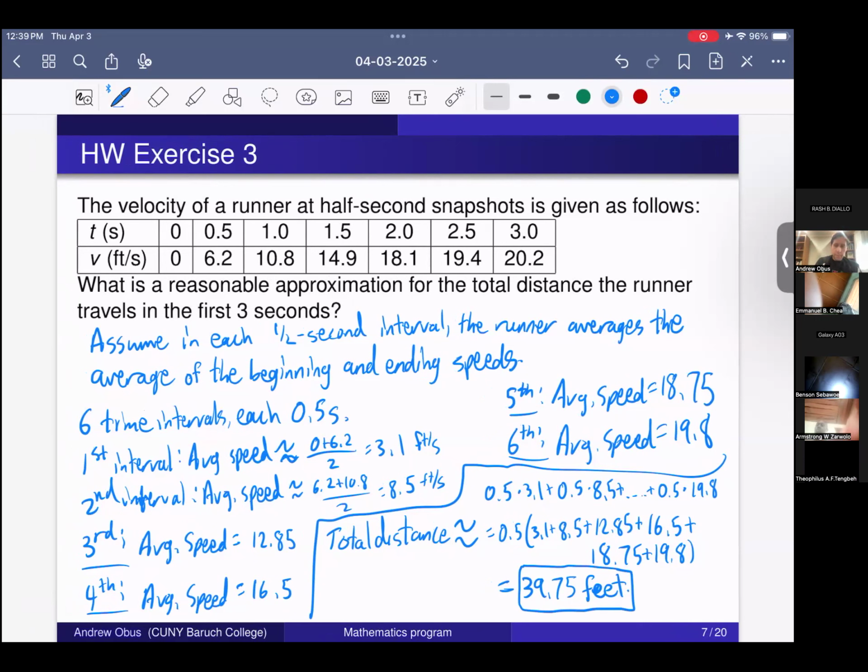Is that okay? Okay, we just do the average speed on each interval and then add it all. Now, if you wanted to, you could use a different approximation. You could just use the final speed as an approximation for how fast the runner's going. So you could say the final speed is 6.2 for half a second, and then 10.8 for half a second, and so on up to 20.2 for half a second. In that case, you would get a slightly higher estimate.